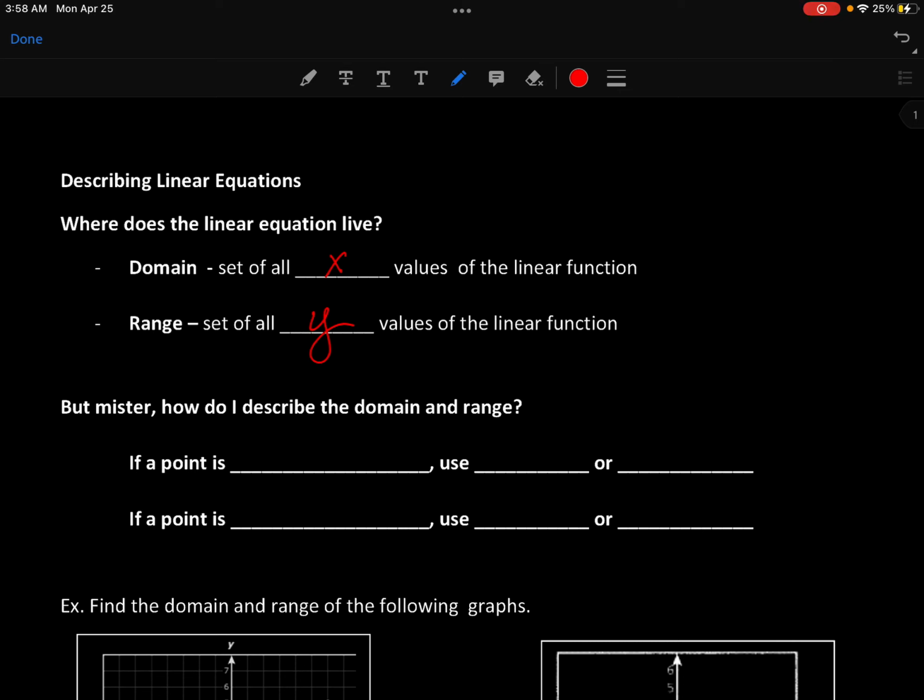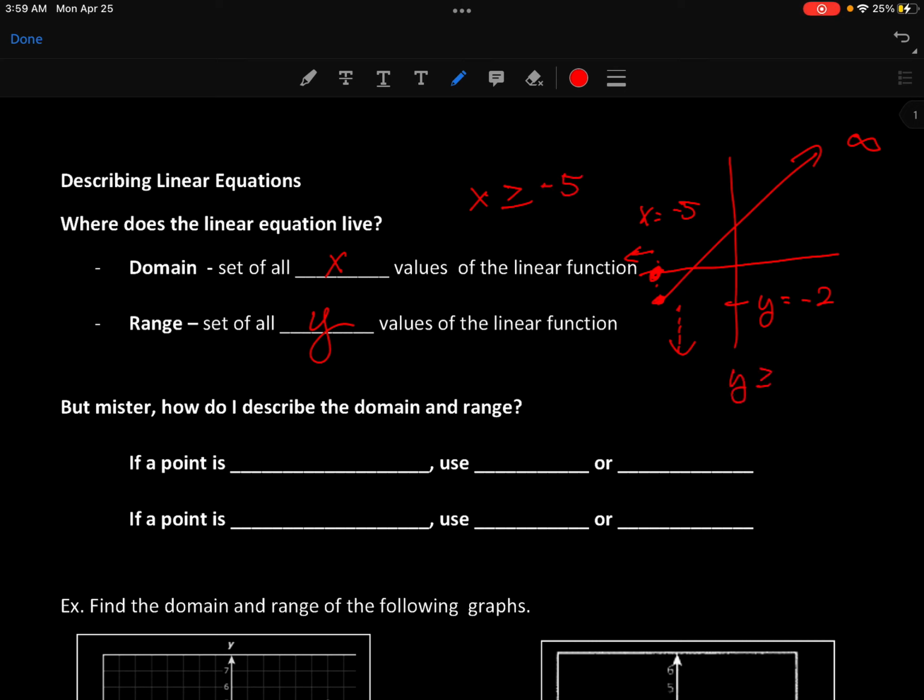So for example, let's say you have an equation of a line that starts here and goes all the way up to infinity. Well, the line does not exist past that point. So it starts here, and let's say x is equal to -5. And this line also does not exist below this point, and let's say this is y is equal to -2. Then this line lives on any x greater than or equal to -5 and any y greater than or equal to -2. Those are the domain and range. That's one way to describe a linear equation.